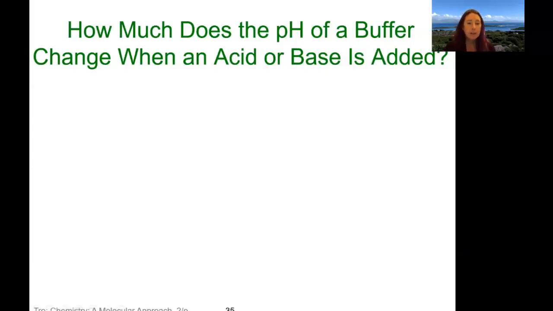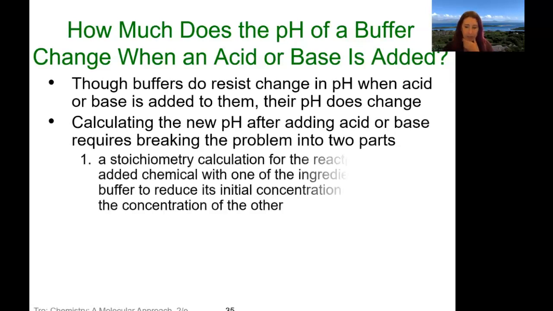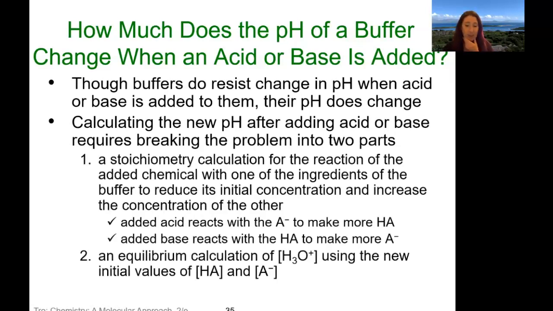Okay. Now, so we talked about buffers. Buffers resist change in pH because it's like Le Chatelier's principle, right? So now what we're going to do is add a little acid, add a little base, and see how we're going to mess with the pHs now. So how much does the pH of a buffer change when you add an acid or a base? Remember, they resist change, but they still change. So this requires a stoichiometry table and a nice little knowledge of Le Chatelier's principle. So we're going to practice this.